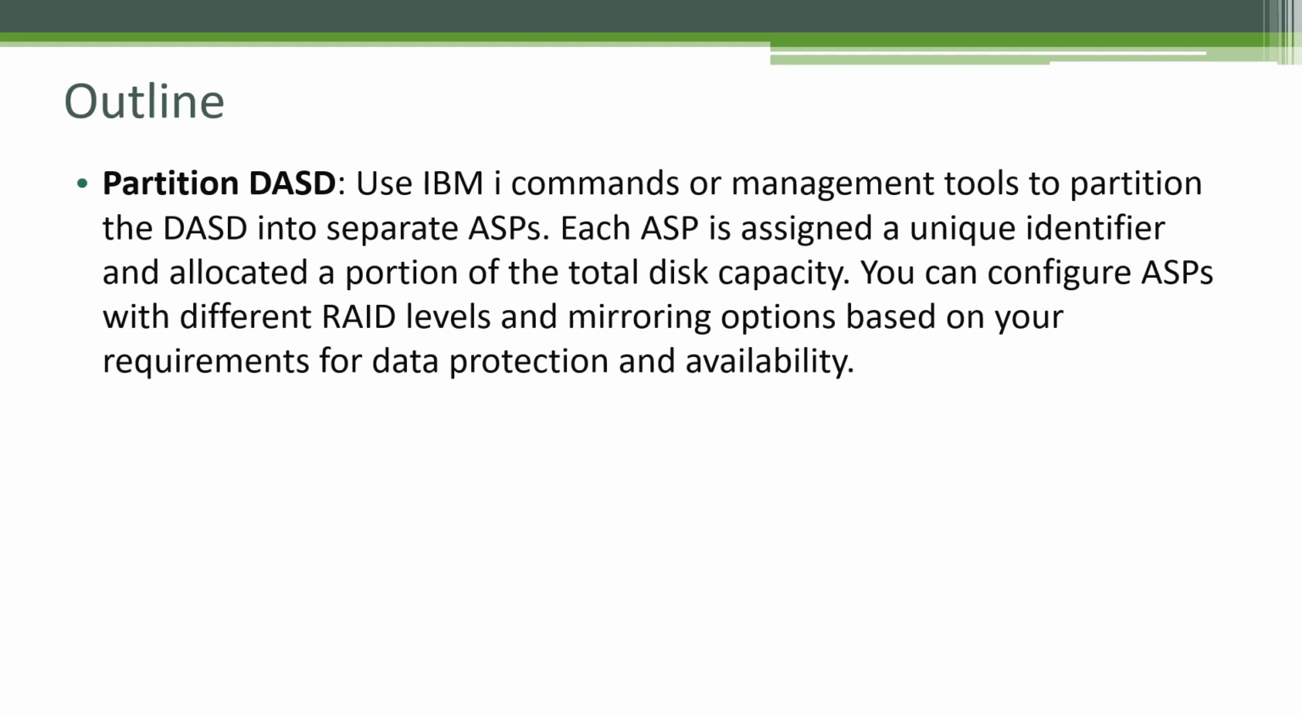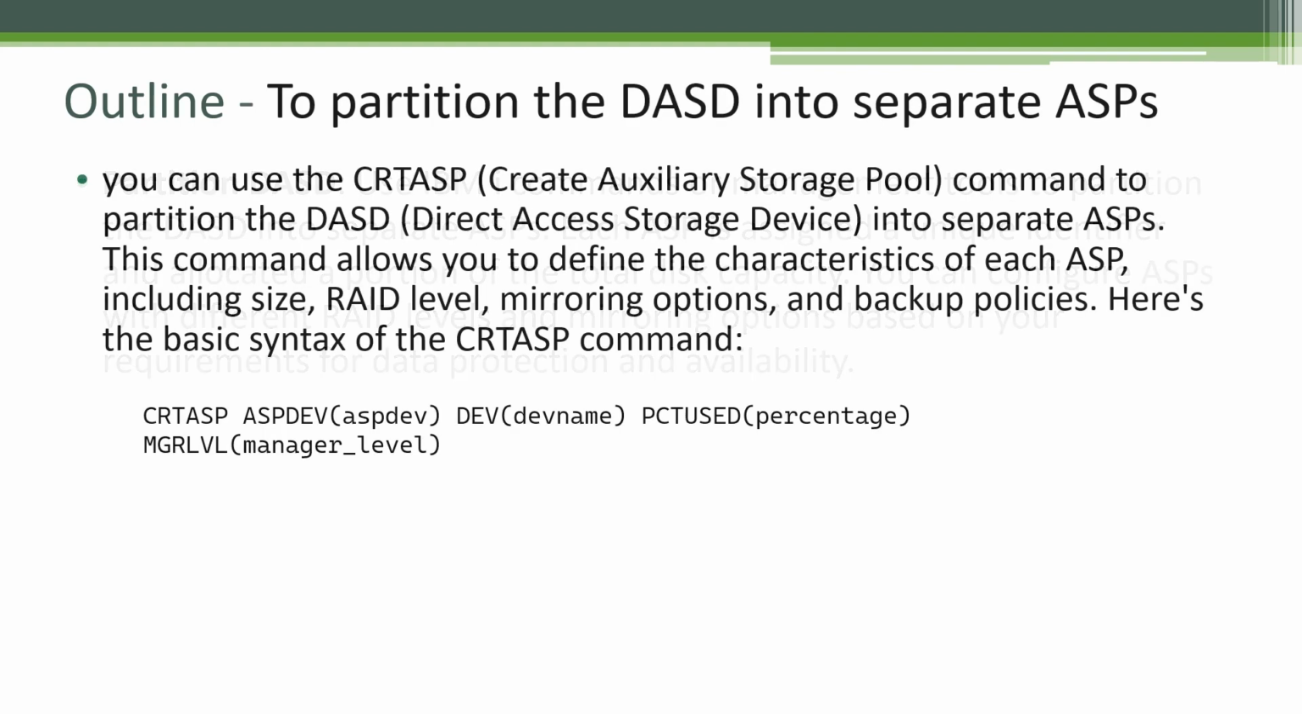To partition the DASD into separate ASPs, you can use the CRTASP (Create Auxiliary Storage Pool) command to partition the DASD (Direct Access Storage Device) into separate ASPs. This command allows you to define the characteristics of each ASP, including size, RAID level, mirroring options, and backup policies.